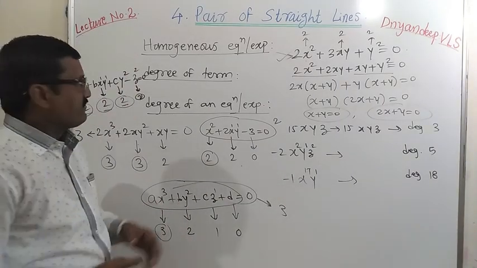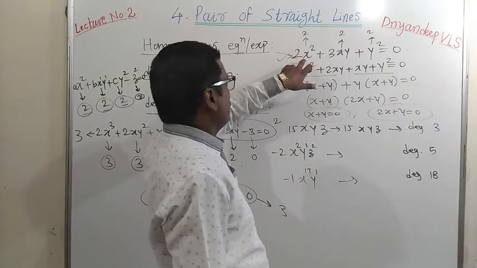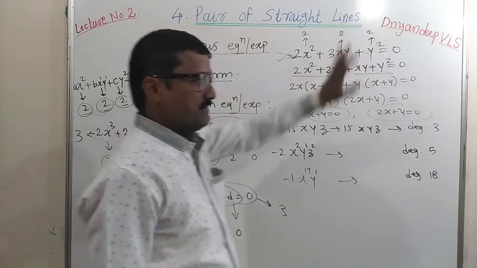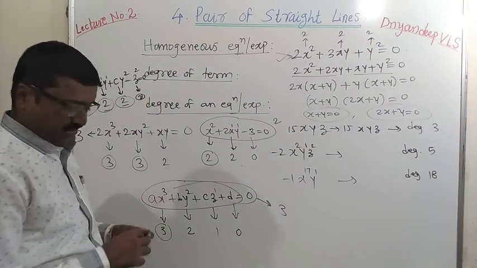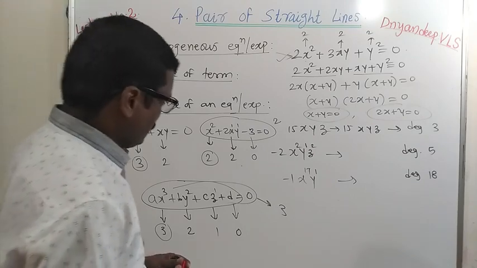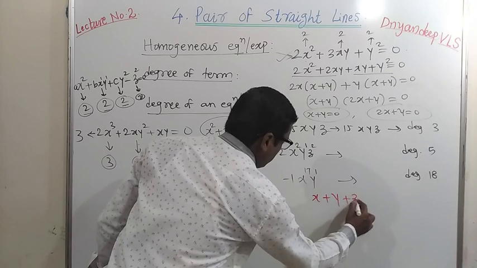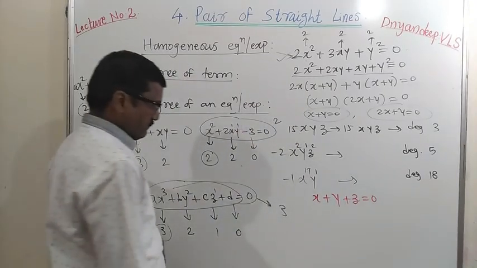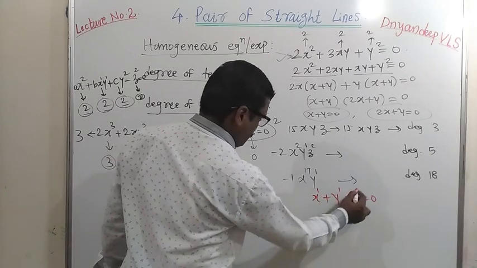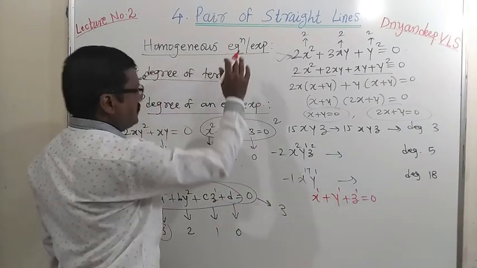Have you got that a homogeneous equation is nothing but an equation in which the degree of each term is constant, or the same? Let us write more examples of homogeneous equations. A simple example is x plus y plus z equal to 0, a linear equation. Here the degree of each term is 1. So a linear equation is always a homogeneous equation.